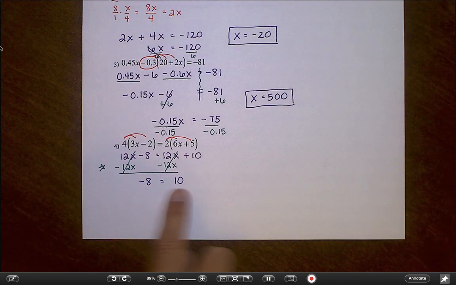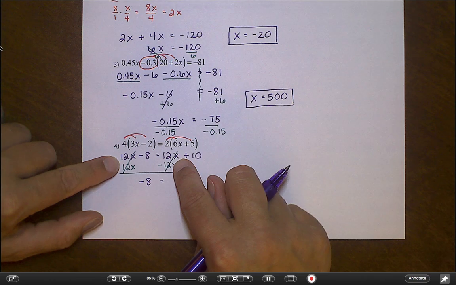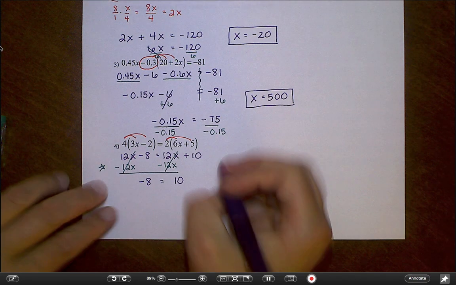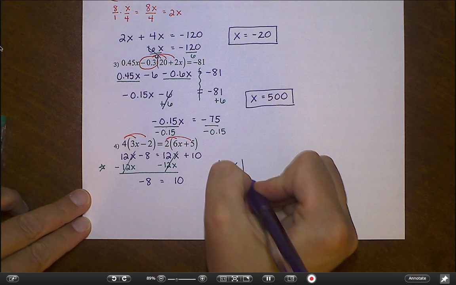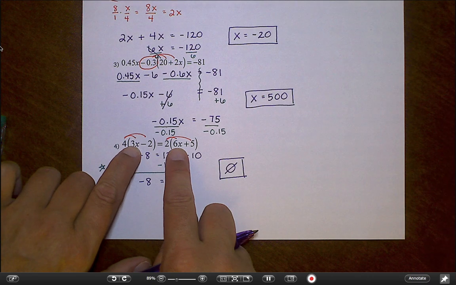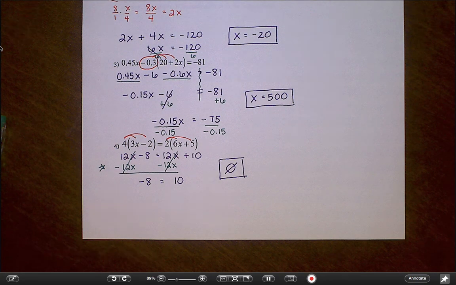This is a false statement, and we have no x's here, right? This thing where the x's both canceled out, that's what led to this situation. When this happens, we say there is no solution. And what that means is there's no possible value of x that I could plug in here that would make this equation true. There's no way to make these two things equal to each other.